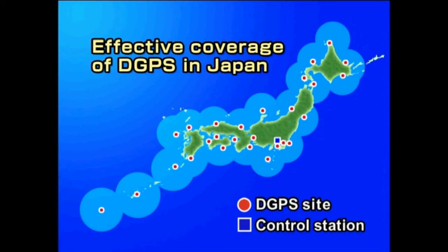The plan is for DGPS stations to be shut down as the accuracy of GPS improves in the years to come.